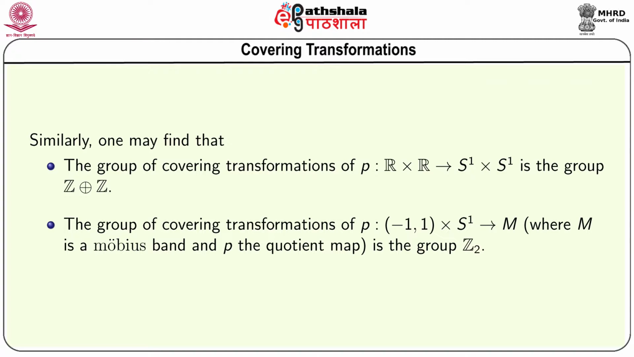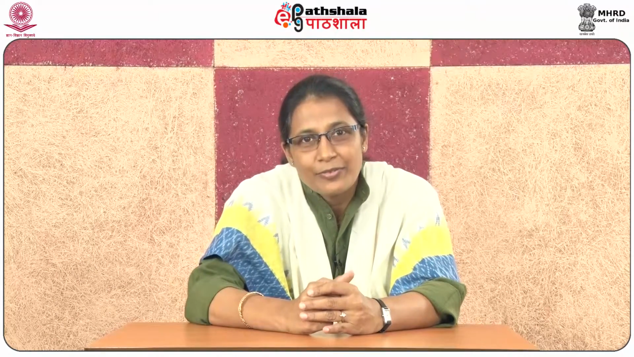The group of covering transformations of the function P from [-1, 1] cross S1, the cylinder, to the Mobius band is the group Z2. Now we shall establish that if a topological space has a locally path connected, simply connected covering space, then its fundamental group is actually the same as the group of its covering transformations.